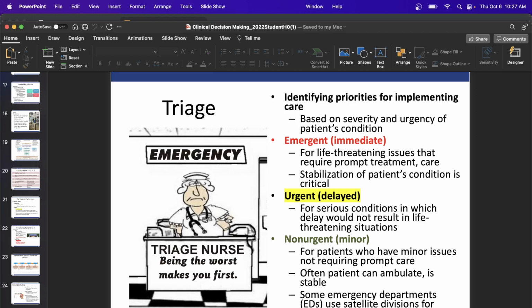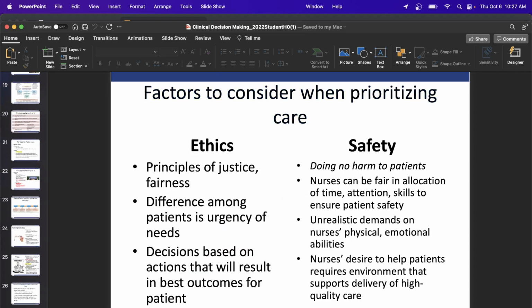Factors to consider when we're prioritizing care: ethics, principles of justice and fairness. We have to be aware of our own biases if we have them. We need to treat all of our patients equally. Everyone gets the same level of care. We can't make judgments about people who might have a polysubstance abuse or someone whose ethnicity is different than ours. It is this principle of justice and fairness, treating everyone equally.